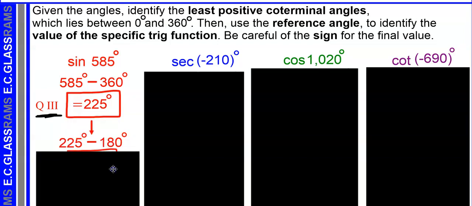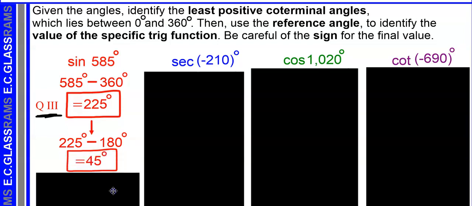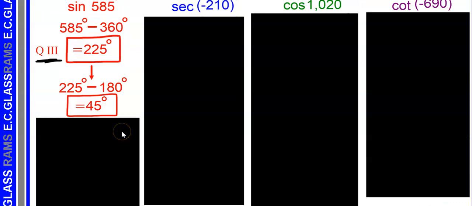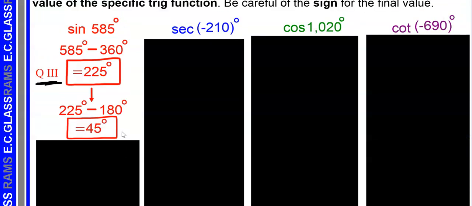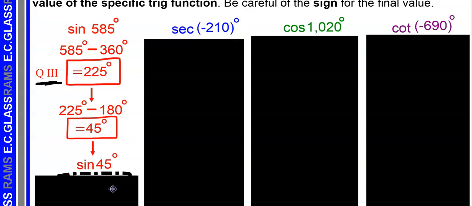So we take 225, subtract 180 from it, and we get 45 degrees. Now, because we established that it is a 45 degree angle, we can go ahead and identify, using the chart, what the sine of 45 degrees would be, and that is going to be the square root of 2 over 2.